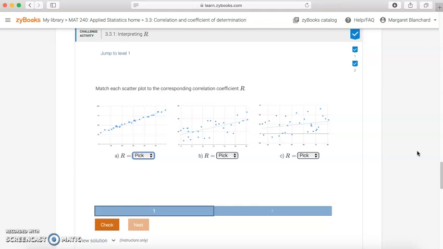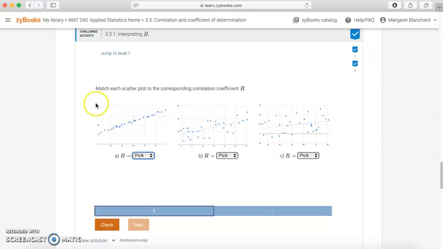And anywhere in between, maybe around 0.5, is what we would consider moderate correlation. Remember, if it's positive, that means positive correlation. Negative means negative correlation. And as we talked about before, positive correlation means that as X increases, so does Y, and negative correlation means as X increases, Y decreases.